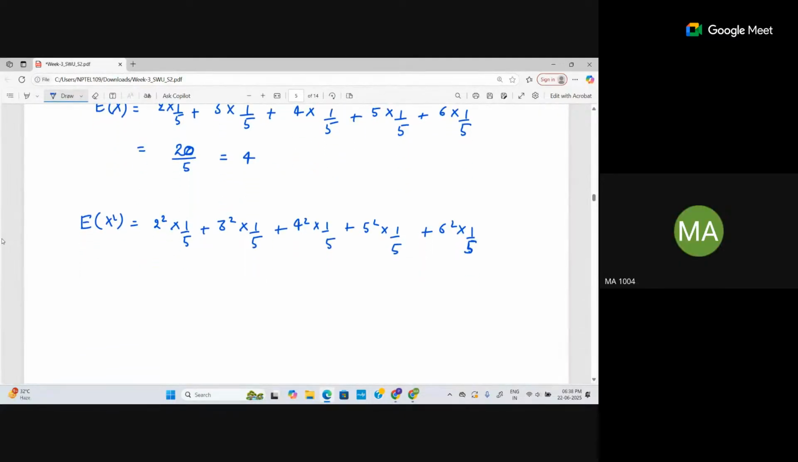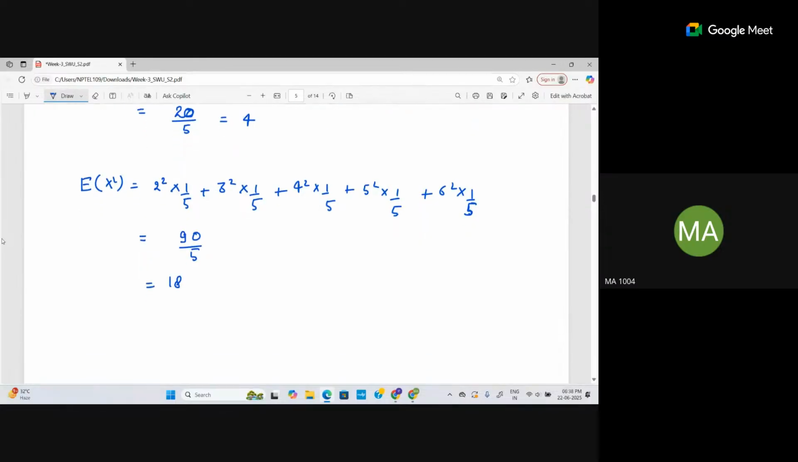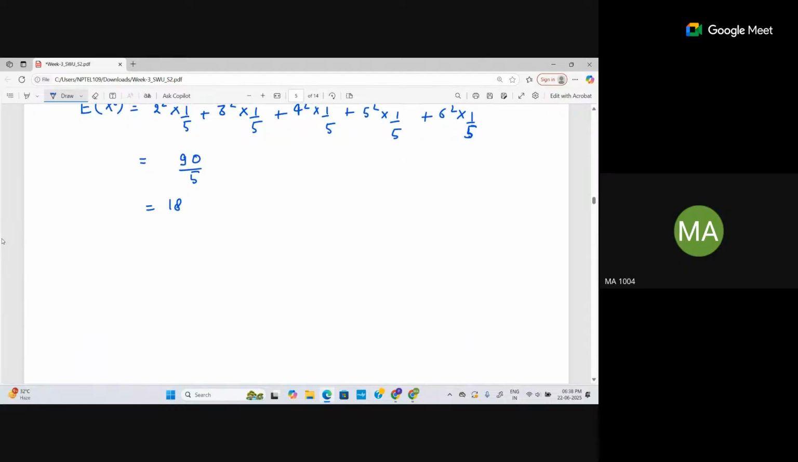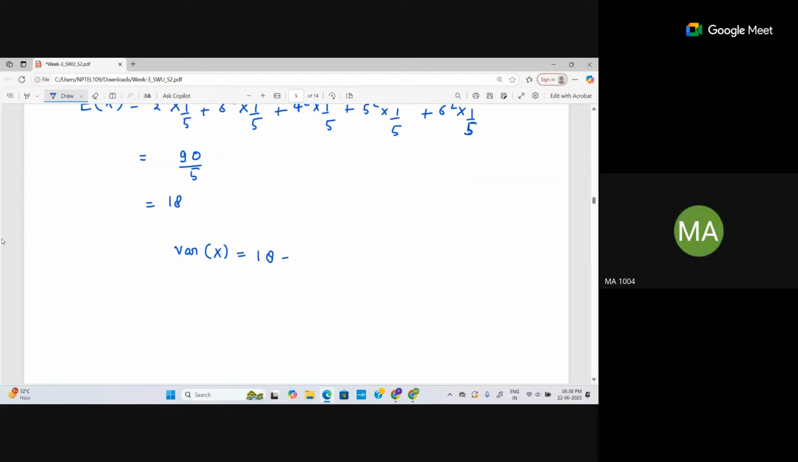That is 90 by 5. So this will be 18. Okay. Now simply just put the values in the formula. So variance of x is equal to expectation of x square, which is 18, minus 4 square, since expectation of x is 4. So 18 minus 16, which is equal to 2.